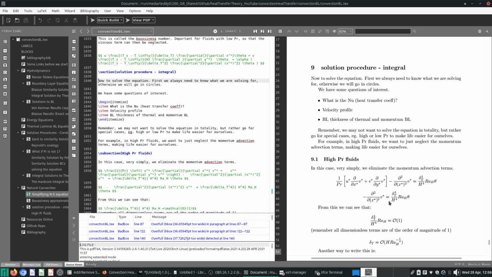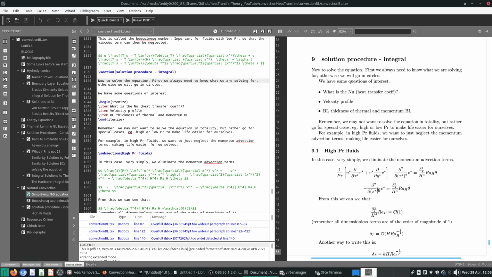Now, from this equation here, what can we find out? We can find out something quite interesting: how the boundary layer actually grows with, let's say, height. So how do we take a look at this equation? Notice this term here is on the order of magnitude of 1, and this term here is also on the order of magnitude of 1, whereas theta is also on the order of magnitude of 1. That's how we non-dimensionalize our terms.